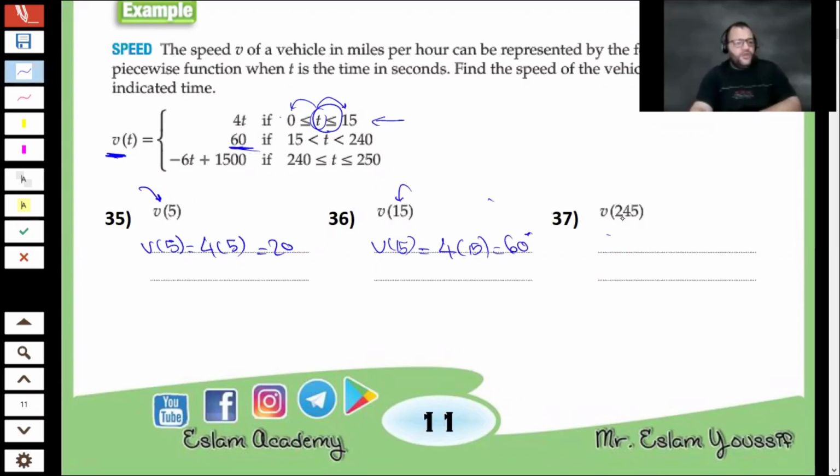Now we need v of 245. Third one. 245 is more than 240 and smaller than 250, so it will be the third one. So it will equal negative 6 times 245 plus 1,500.